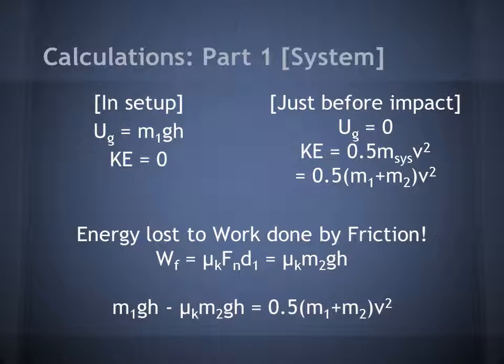Since friction is a non-conservative force, it does work on the system during the course of phase 1. Therefore, the change in mechanical energy in phase 1 is equal to the work done by friction. With simple yet tedious algebra, we find that mu sub k is equal to the quantity m sub 1 g h minus 1/2 times m sub 1 plus m sub 2 times v squared, all over m sub 2 times g times h.